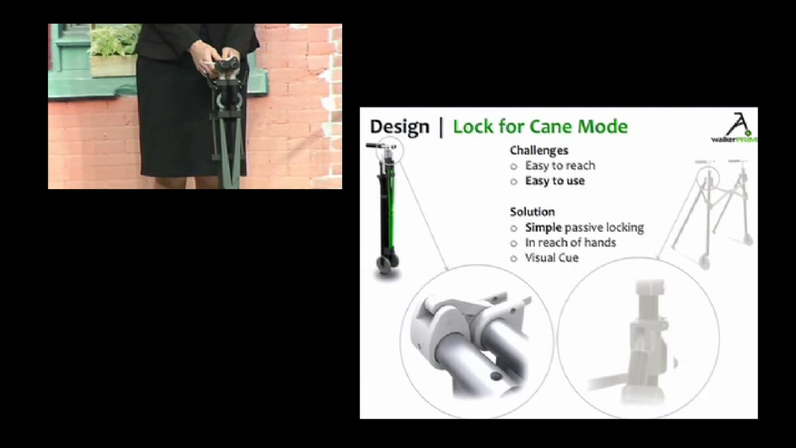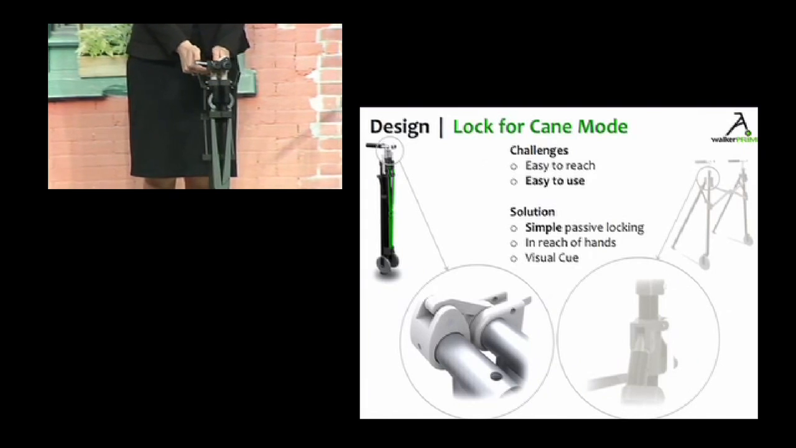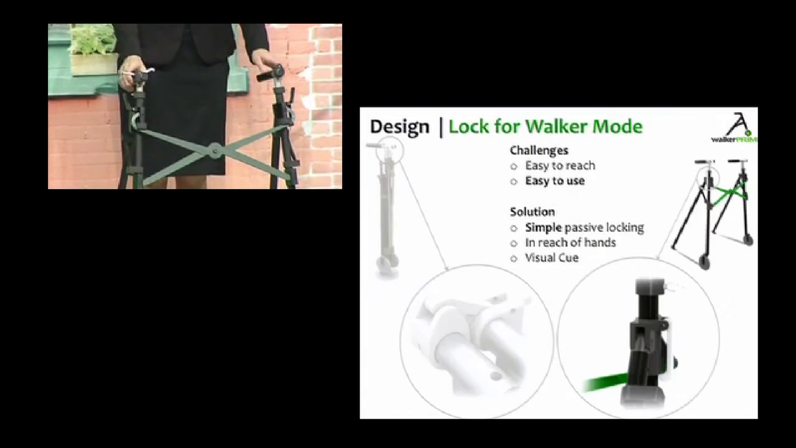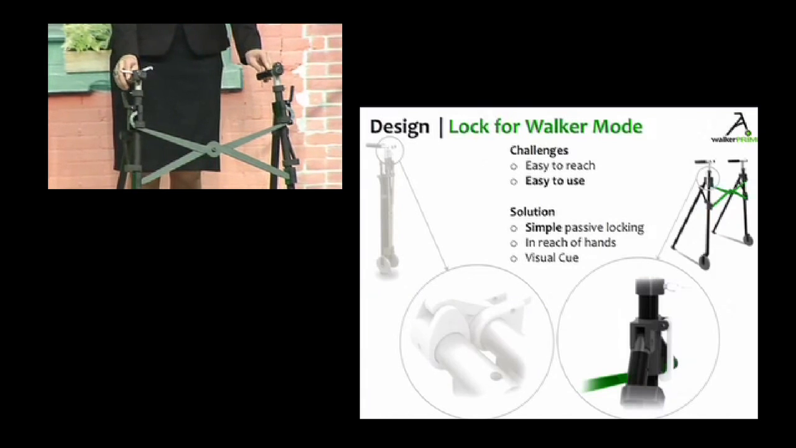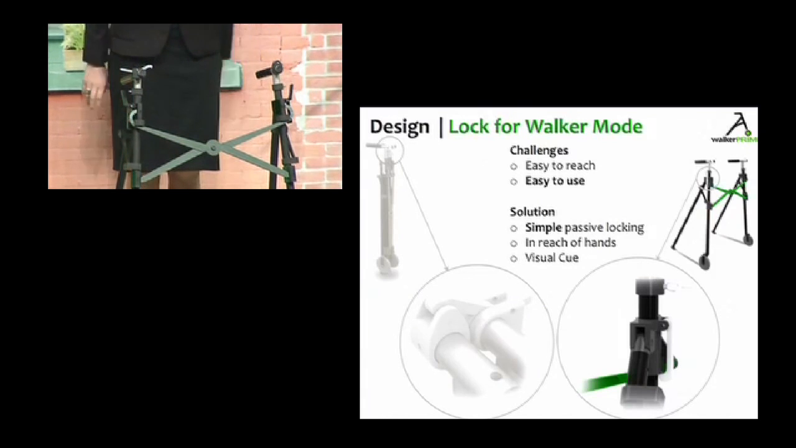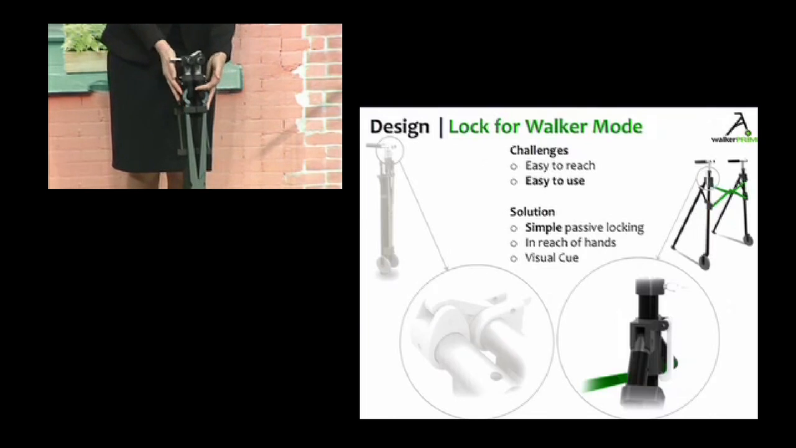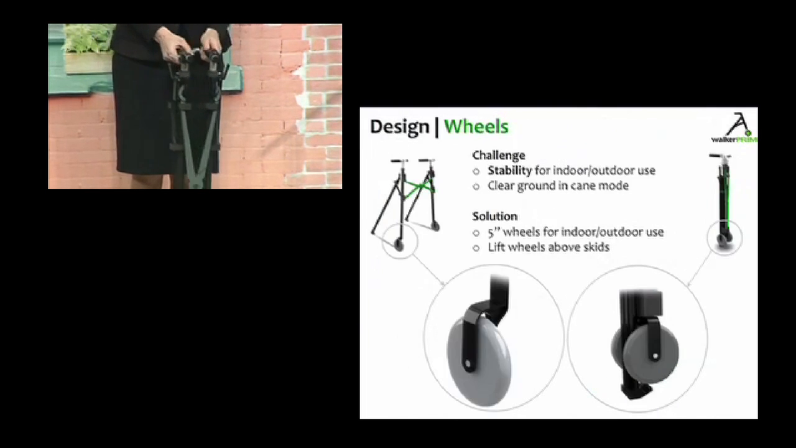In order to activate these locks, first the user must disengage the upper lock and pull the handles apart. Then the locks on either side engage and lock it into walker mode. Then if the user wanted to make it into a cane again, they would just simply hit either of the 2 locks on either side, push the walker together, and form a cane again.